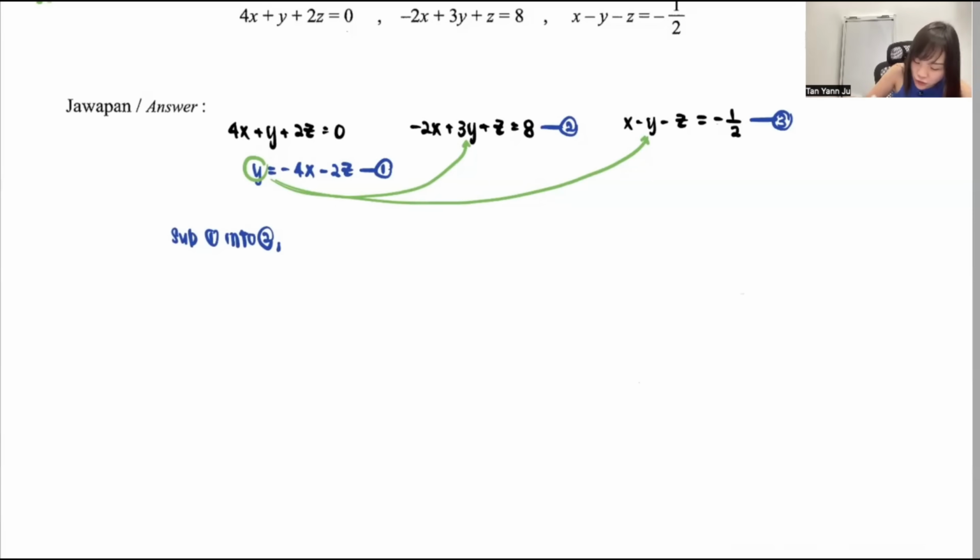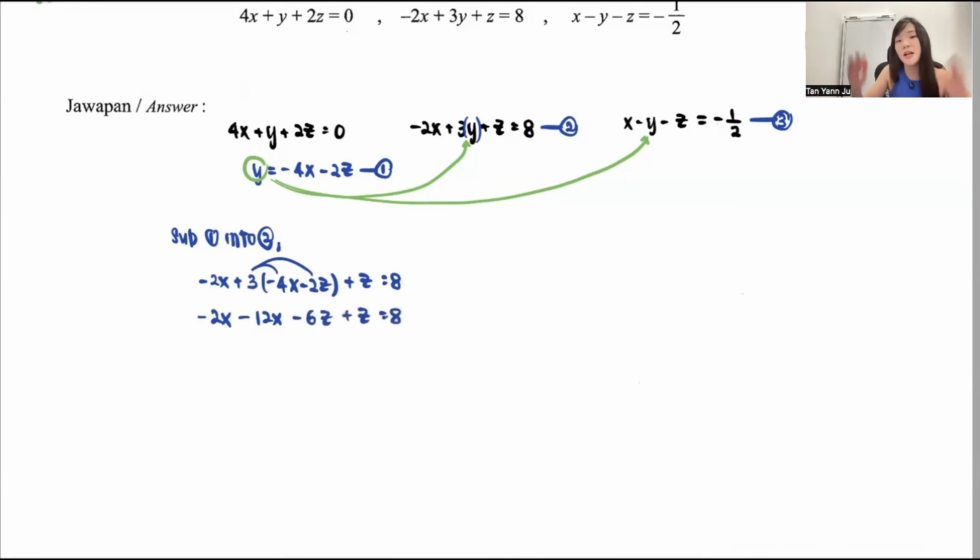So now I sub 1 into 2: negative 2x plus 3, and the y I put in a bracket, isn't it? Negative 4x minus 2z, continue plus z equivalent to 8. Let me explain it. So 3 times negative 4, negative 12. 3 times negative 2, negative 6, plus z equivalent to 8. Those I can combine, I combine them together. So all these 2x combined together, negative 14x. These 2z combined together, negative 5z equivalent to 8.